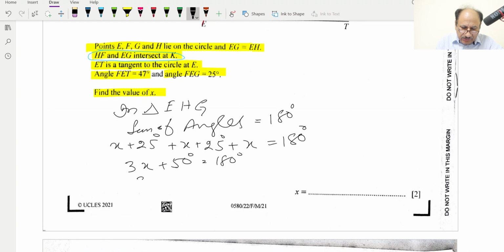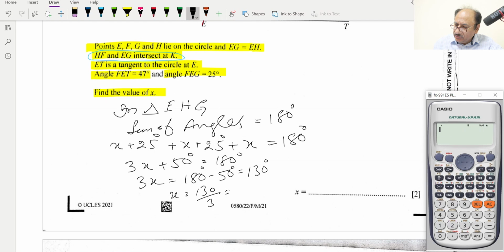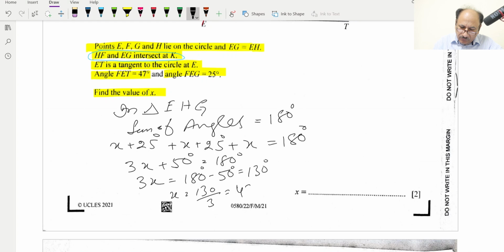So 3x is equal to 180 minus, not 150, only 50, so 3x is equal to 130 degrees, and x will be equal to 130 divided by 3, and 130 divided by 3 is equal to 43.33 degrees. So we can write 43.3 degrees as the answer.